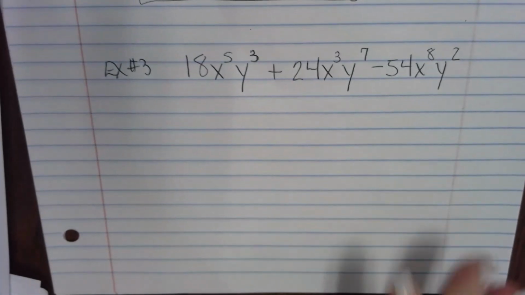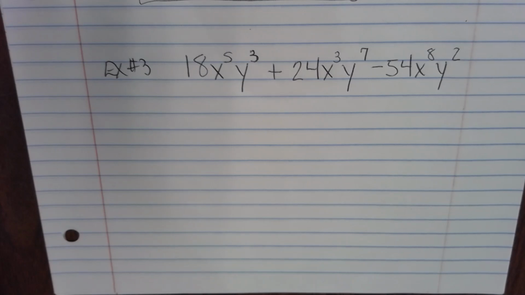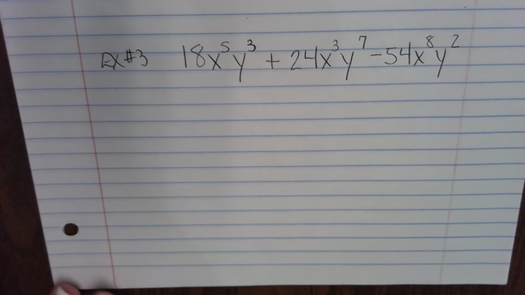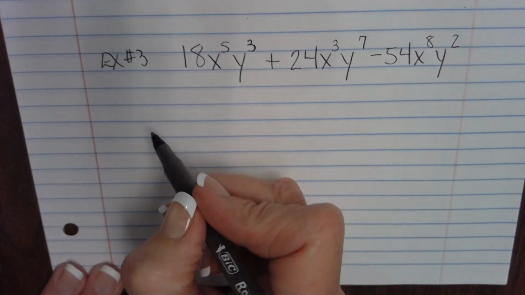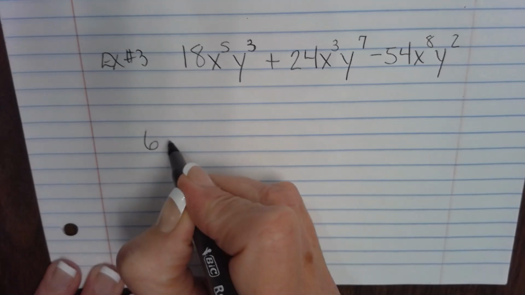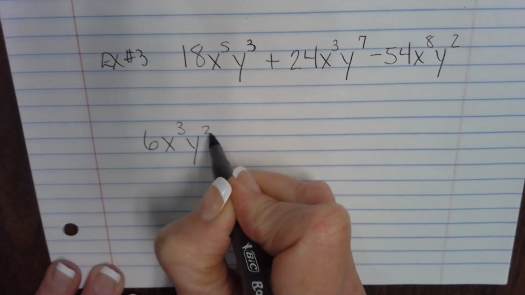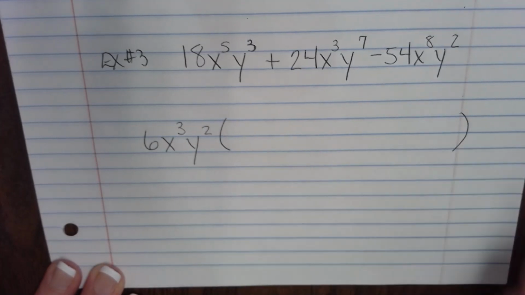All right, here we go. What did y'all find the greatest common factor to be here? Okay, 6 what? X to the 3rd, Y to the 2nd. 6 X to the 3rd power, Y to the 2nd power is the greatest common factor.